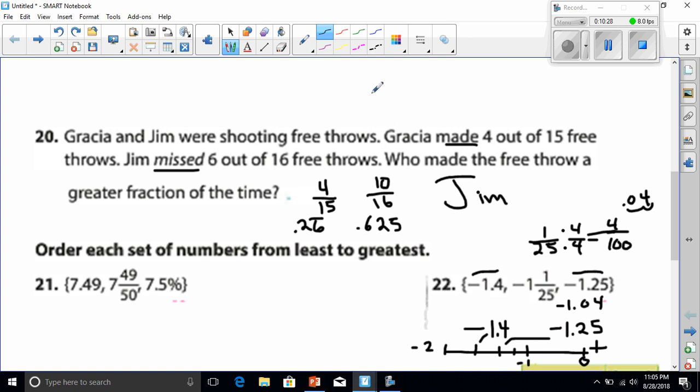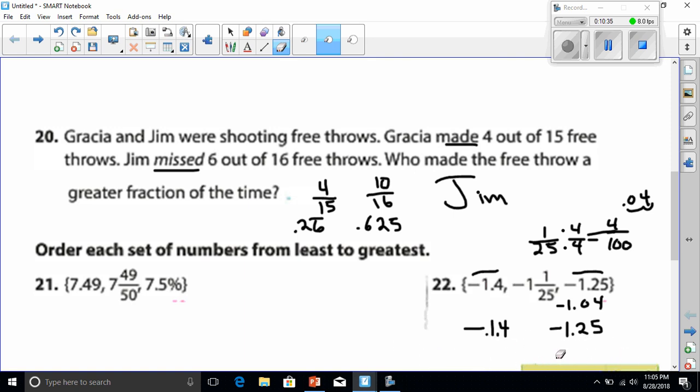So if I had to order these, I would say the least would be negative 1.4. Let's correct that. The next highest would be negative 1.25, and the last one would be negative 1.04. And that would be them in order.